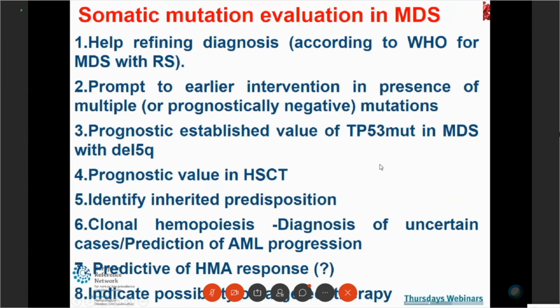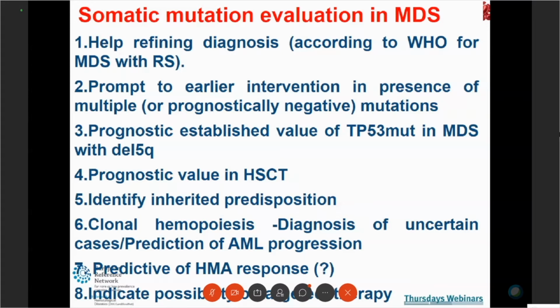Now, what does evaluating the somatic mutations in MDS mean? And what is the importance? First of all, they help refine diagnosis. We will see the WHO classification for MDS with ring sideroblasts. Knowing the presence of mutations may prompt an earlier intervention in the presence of multiple of them. There is a very well-known prognostic implication in the presence of TP53 mutation.